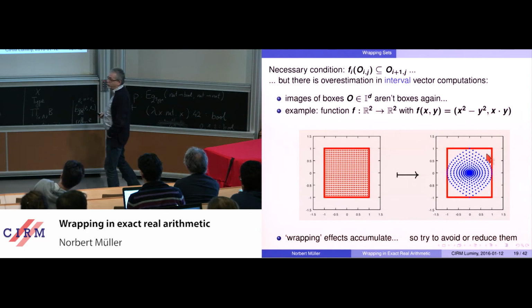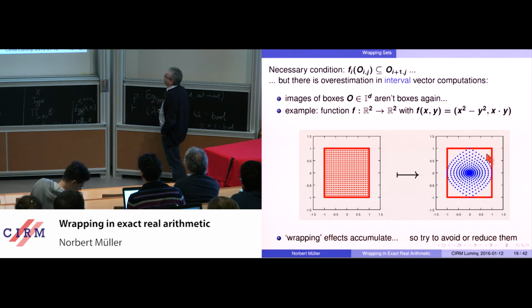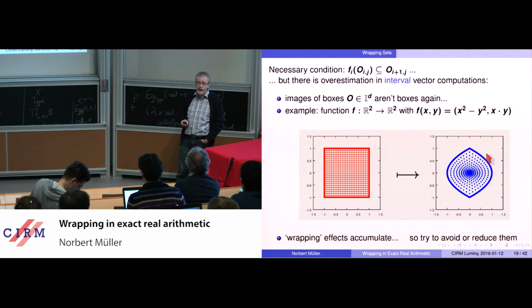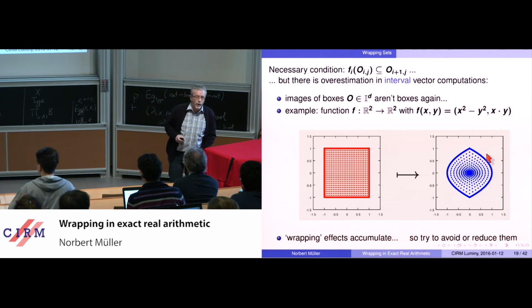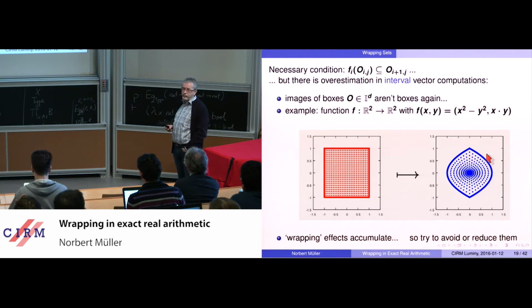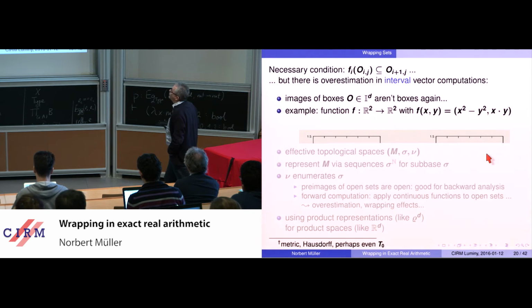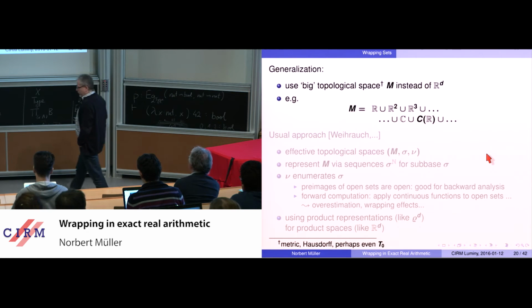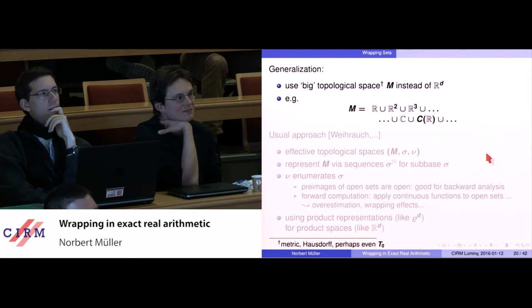So what we should do is try to avoid or reduce them. It would be nice if we could do the wrapping in this way. Then we wouldn't lose more information than necessary. So how can we do this? We will use Taylor models there, but let me start with something more general.